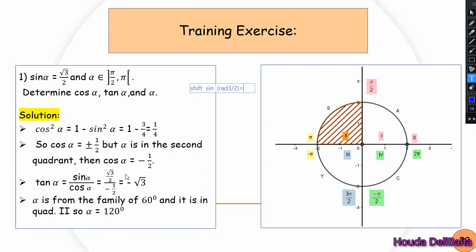So I know that alpha is from the family of 60, just I have to choose which one of the members of the family of 60 is the required answer. So in case I'm in quadrant 2, then definitely it is 120. To get 120 again, in quadrant 2, to get the member of the family of 60, I make 180 minus 60. So to get 120, I make 180 minus 60. This is how to get the member of the family of 60 in quadrant 2.